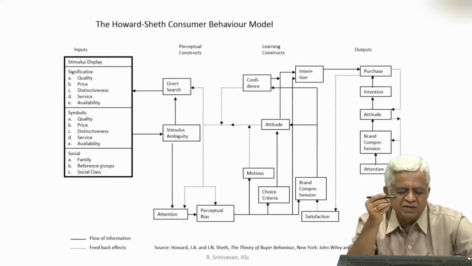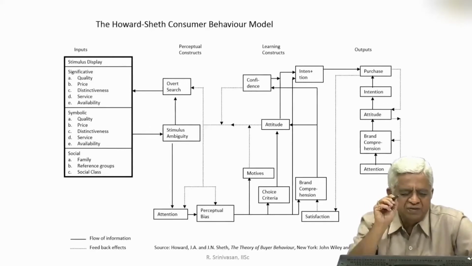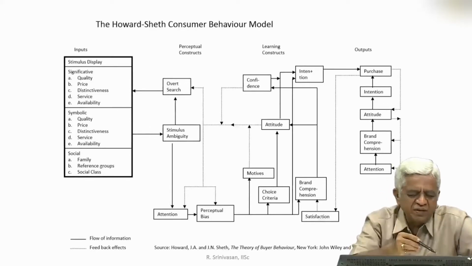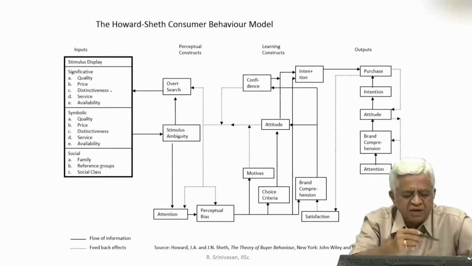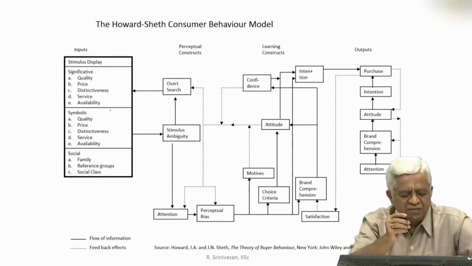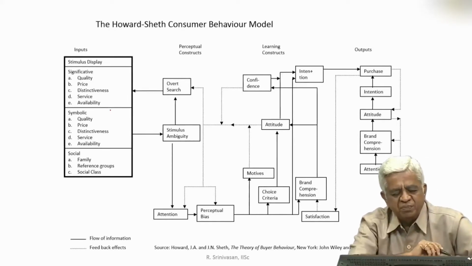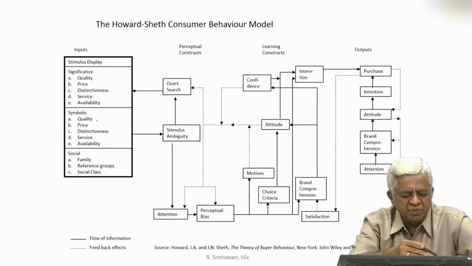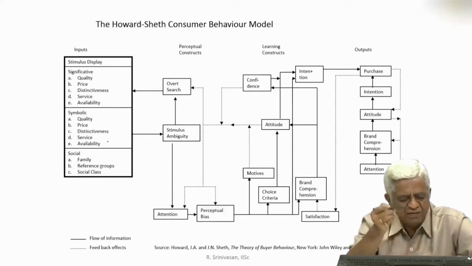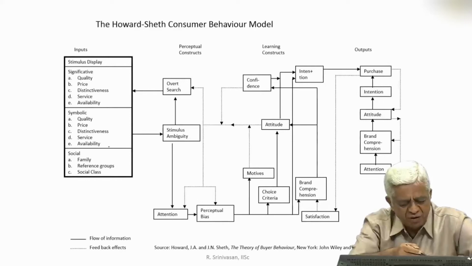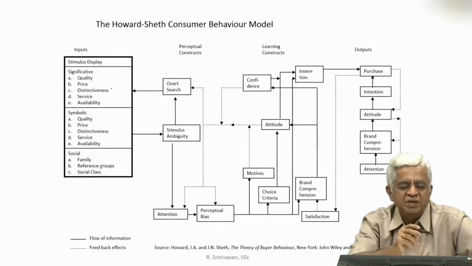In significative, what are the factors that are going to affect the significative inputs? That is the quality of the product, the price of the product, the distinctiveness, service, and the availability. Then with respect to symbolic inputs, what are the type of factors that are going to come in? It is quality, price, distinctiveness, service, and availability. As you see, the significative inputs and the symbolic inputs are more or less the same. They contribute to stimulus display.